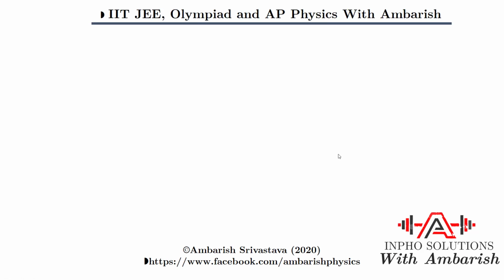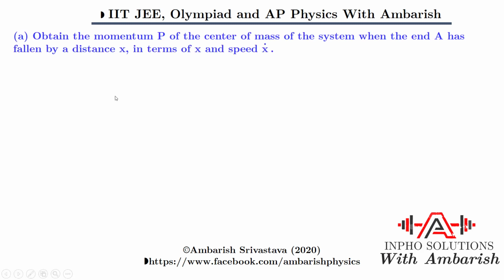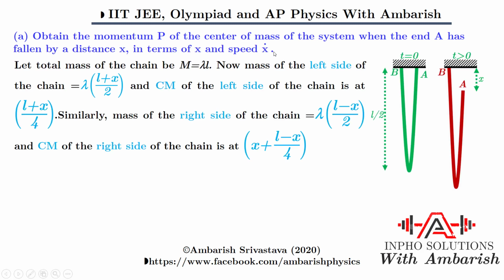So let's look at the first part. The first part is: obtain the momentum P of the center of mass of the system when the end A has fallen by a distance x, in terms of x and speed x dot. Okay, so now look at this. When the end A has fallen through x, x by 2 length goes to the left side and x by 2 goes to the right side.